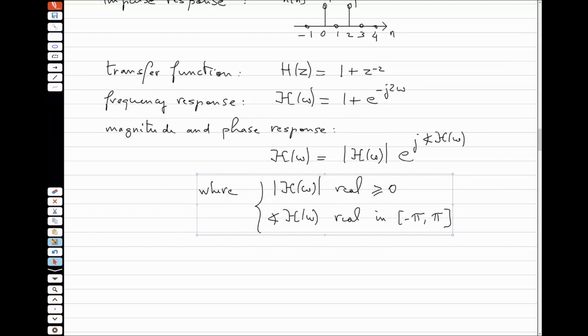Now, here's a trick. You see, this has the form of 1 plus e to the j theta. There's a trick to decompose this in this form. You can factor out e to the j theta over 2.